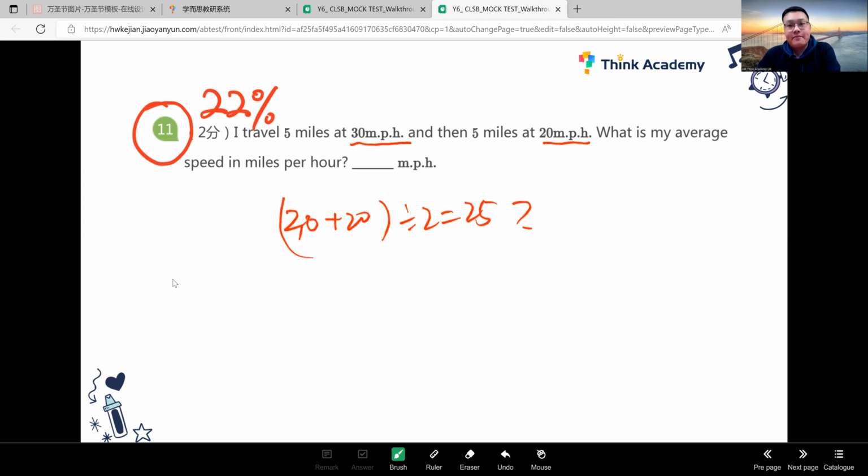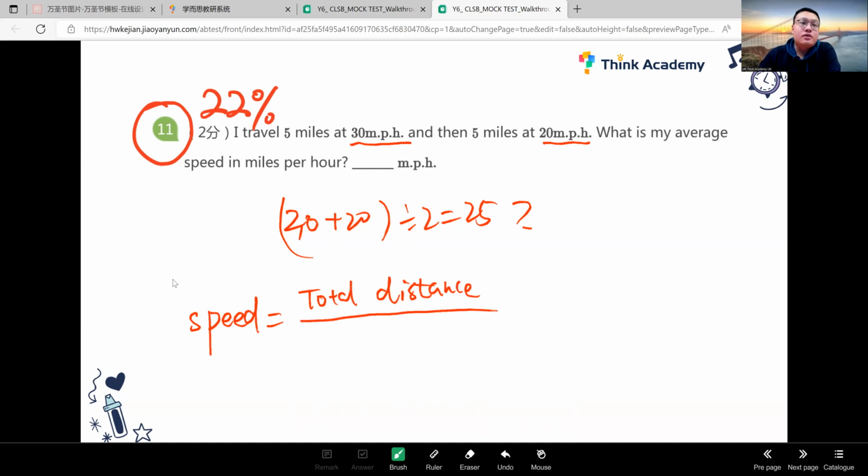Yes, Kiki? You can't do that because it just doesn't work like that. Yeah, I cannot do that. It's not correct. If you want to get the speed, you have to use the total distance divided by your total time. That gives you the speed, okay?